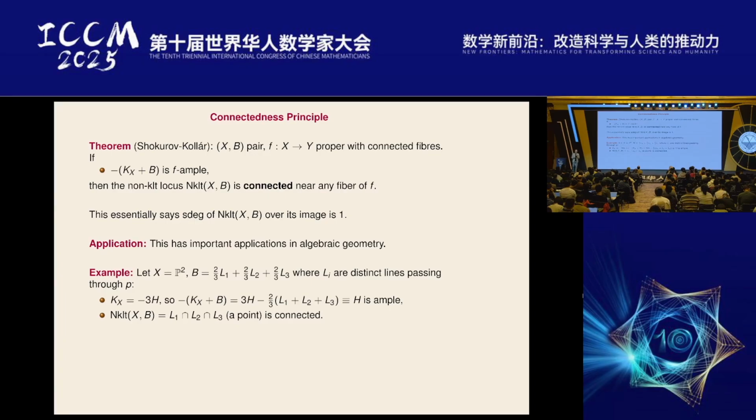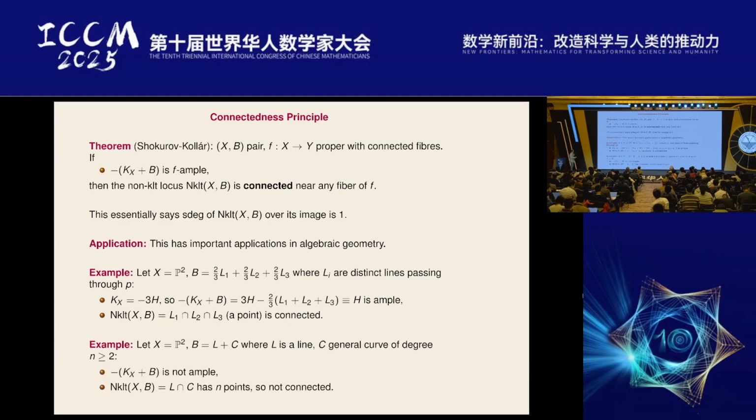But the example is obviously kind of trivial. The result tells you that if you impose this condition on the positivity of minus K plus B, you cannot create 2 different isolated points in that singularity. You can at most get 1 point, and that is quite interesting. But if you remove that assumption on the positivity, then you can get any number of points. You can get an arbitrary number of bad singularities.